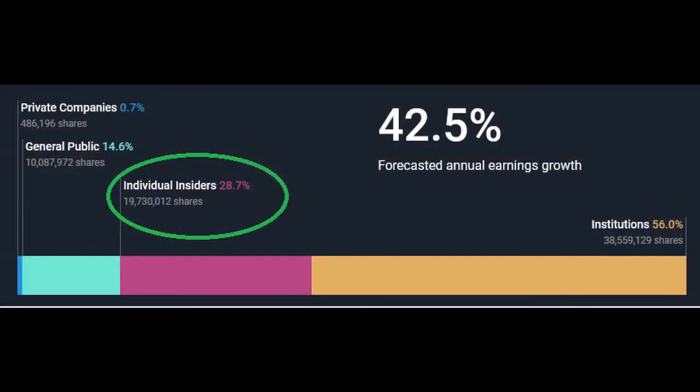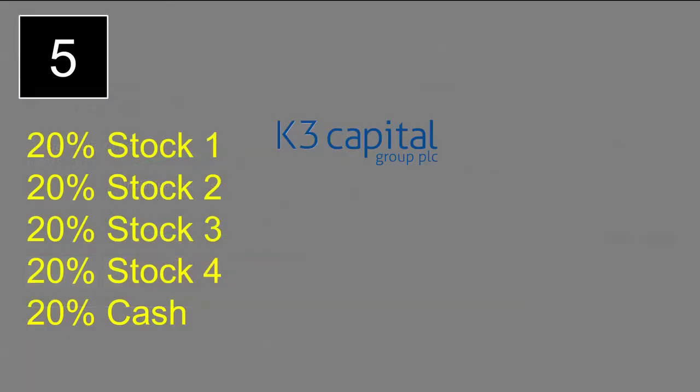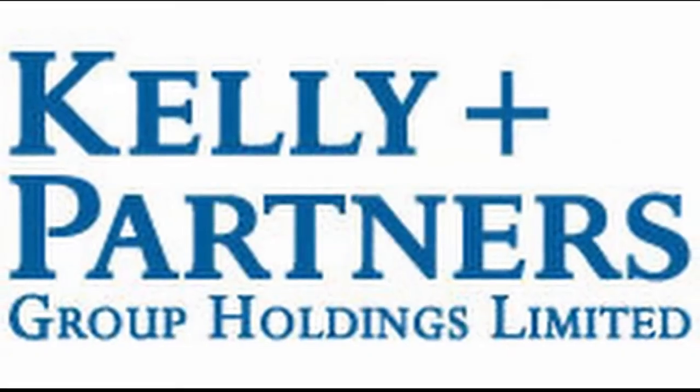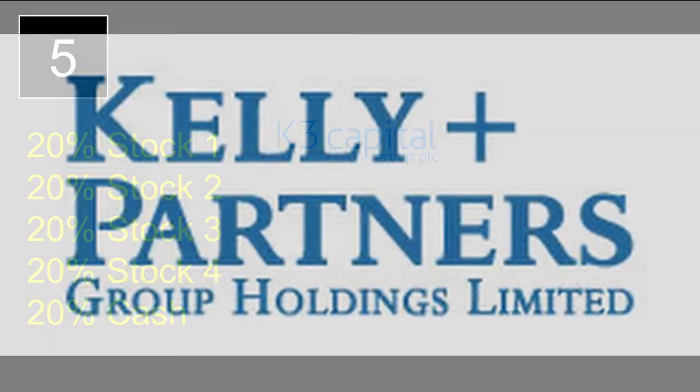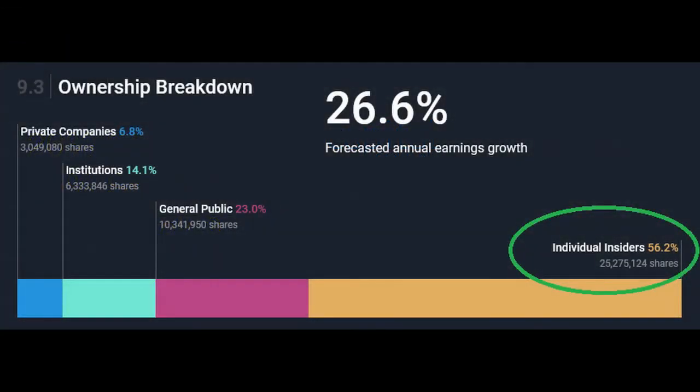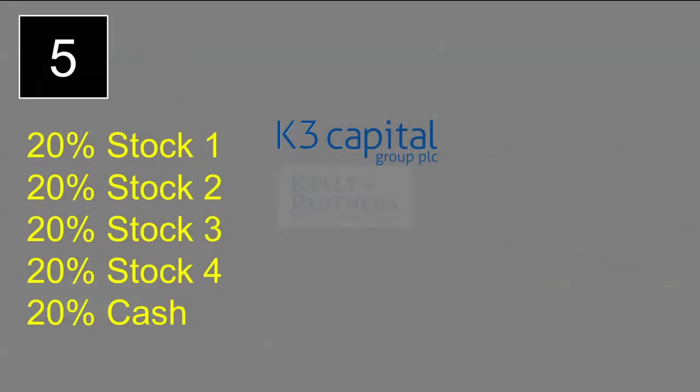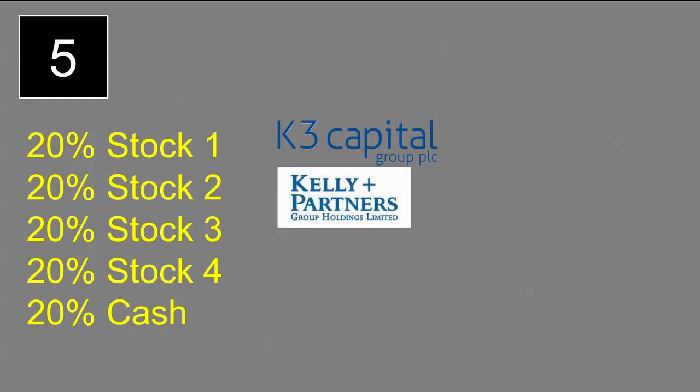So stock 1, K3 Capital Group. Very small company in the UK. I think revenue's under 50 million. Lots of insider ownership, excellent growth, results are good, and they provide business services. Number 2 is Kelly Partners Group Holdings. This is an Australian accountancy company. Management looks really strong, and they're all about compounding at that sort of 20 or 30% rate. The way they run the company and what they're trying to do looks very impressive.